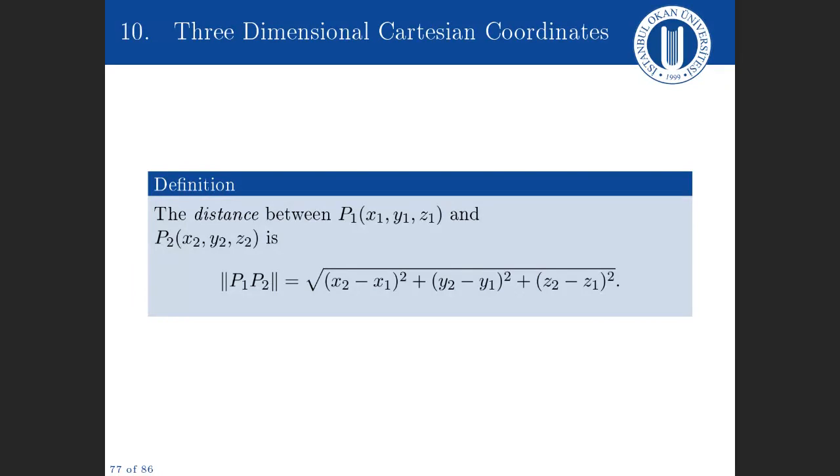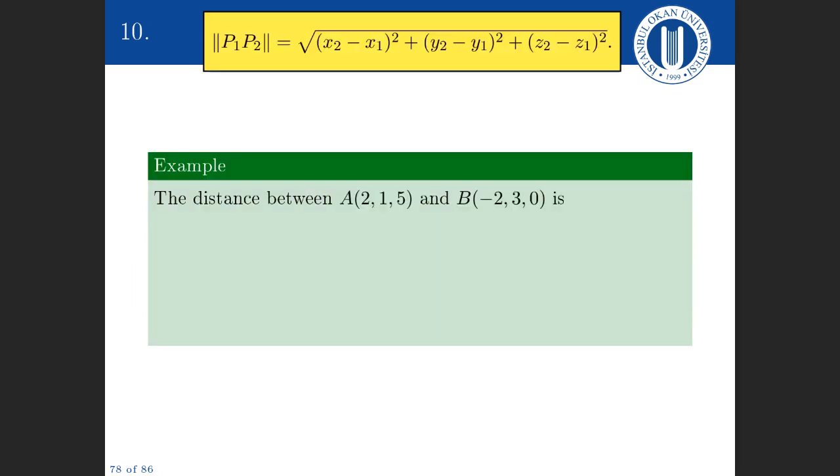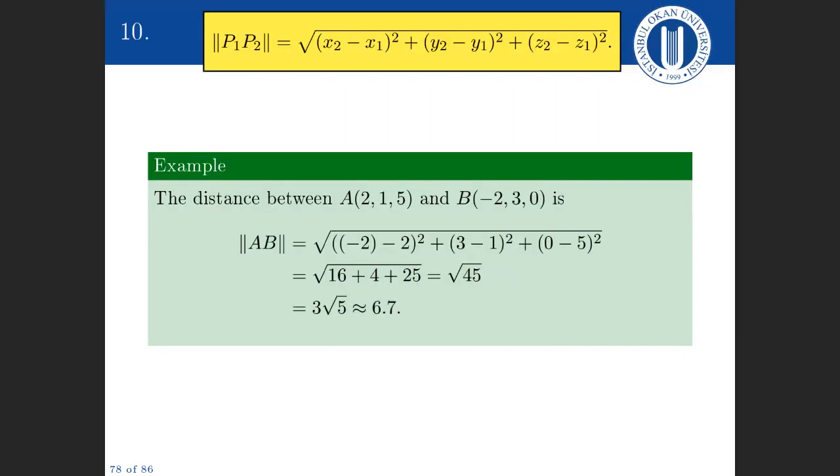Just as we were doing in two-dimensional space, the distance from a point P1 to the point P2 is the square root of x2 minus x1 squared plus y2 minus y1 squared plus z2 minus z1 squared. So, for example, the distance between (2, 1, 5) and (-2, 3, 0). Put these numbers into our formula, which I've got in the yellow box at the top. And we calculate that the answer is 3 square root of 5, which is roughly 6.7, but in an exam, I would expect you to give your answer as 3 square root of 5.